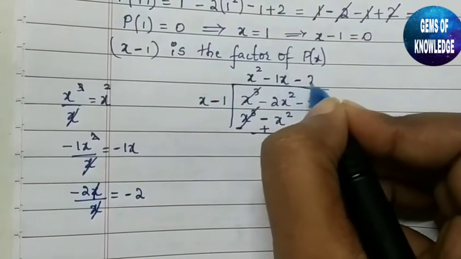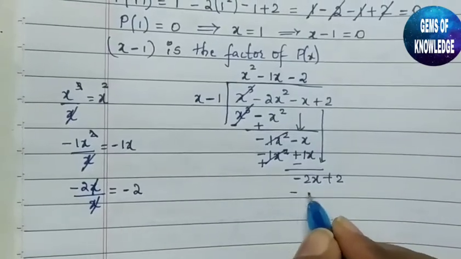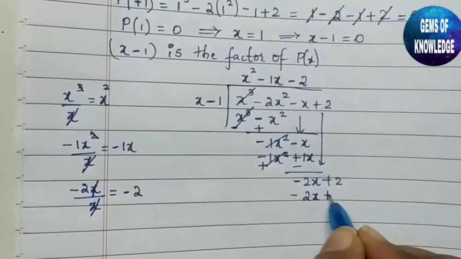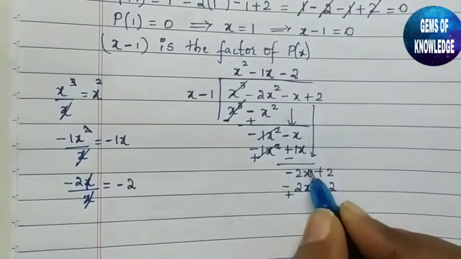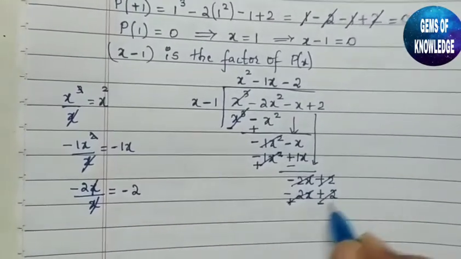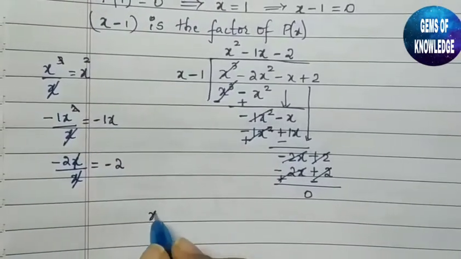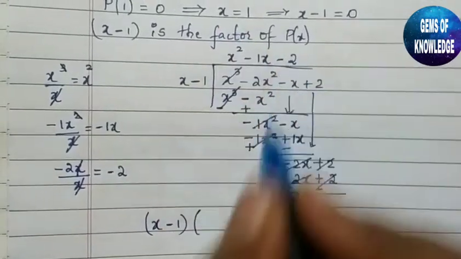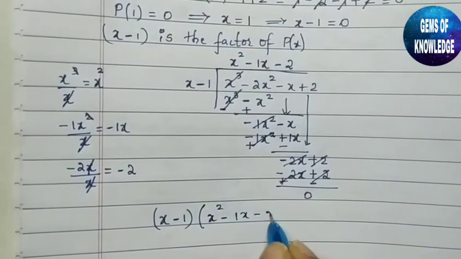So we need to write minus 2 here, and again we multiply minus 2 into x is minus 2x. Minus into minus is plus. 2 ones are 2. Again the signs will be changed. So minus 2x plus 2x is cancelled. Plus 2 and minus 2 is cancelled. We are left with 0. So you can see we got here two terms, that is one will be one factor, that is x minus 1, and one more factor is this, that is x square minus 1x minus 2.